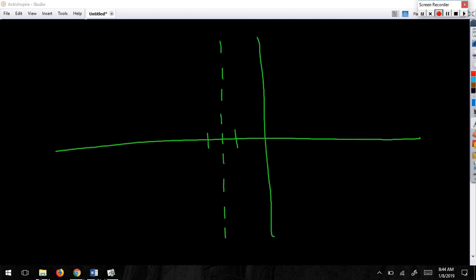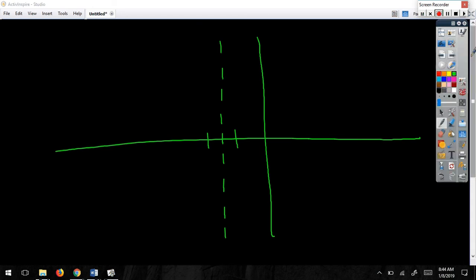Axis of symmetry. -3 over 2 is -1.5, so I just went over -1.5 and drew my axis of symmetry. If you have graph paper, your graph will look a whole lot nicer than mine. Okay. All right, so we've got our axis of symmetry, so now we need to find our vertex.